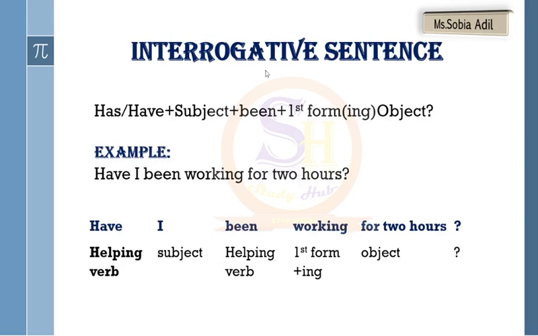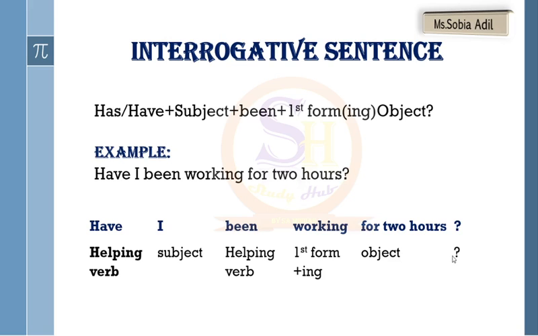Moving towards the last one, there are interrogative sentences, students. The structure you are to follow is: you first write the helping verb, has or have, but you write only part of the helping verb, not has been or have been. You write only has or have. After that you write the subject, then comes been after the subject. After that comes first form plus ing, and then comes the object at the end. You put a question mark here because it's an interrogative sentence. Example is here for you. Have I been working for 2 hours? Question mark. Have is the helping verb, I is the subject, been here is another part of the helping verb, working is first form plus ing, for is for according to the time, 2 hours here is the object, and a question mark at the end, right?